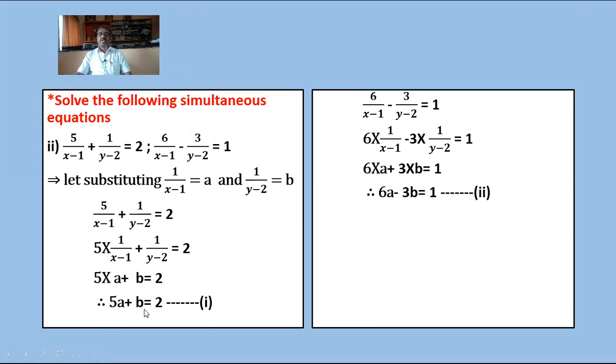Observe the coefficient of a and b in both equations. In equation 1, the coefficient of b is plus 1. In equation 2, the coefficient of b is minus 3. Equating the coefficient of b, when we multiply equation 1 by 3, then we get equal coefficient of b.